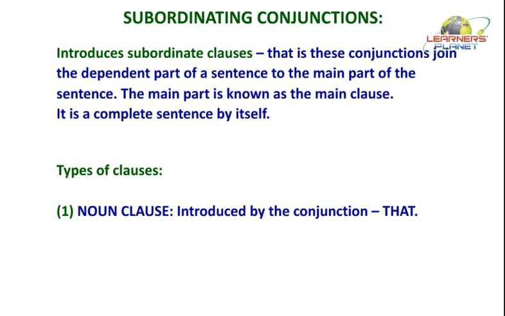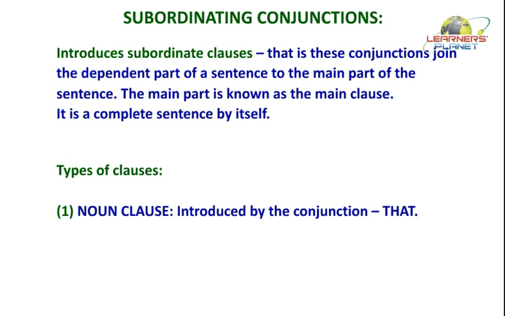In the previous classes, we have looked at the various uses and types of coordinating as well as correlative conjunctions. Let us now proceed further and understand the uses of the subordinating conjunctions. We already know that a subordinating conjunction joins a clause that is dependent to the main part of the sentence.